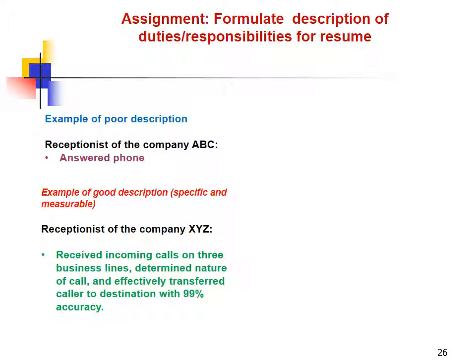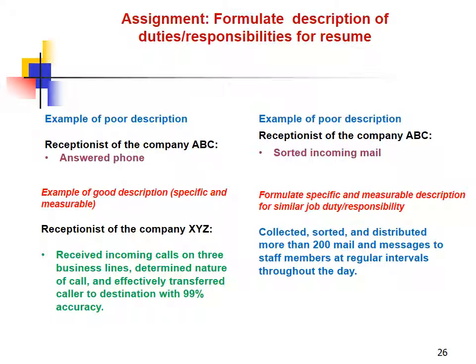Okay, so a poor description of what you did at a particular company would be that you were a receptionist and you answered the phone. So how could we phrase that in such a way that's meaningful to someone? What did you do? Notice quantifying things, 99% accuracy, determine the nature of the call, effectively transferred the calls.